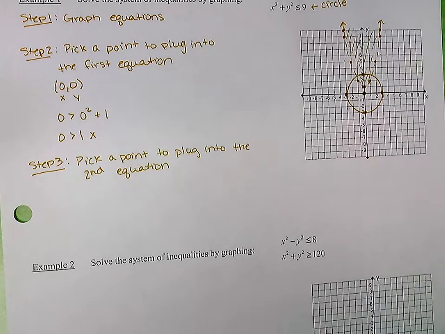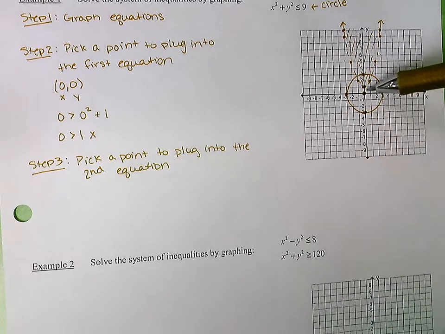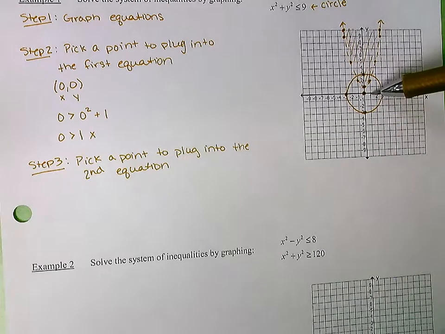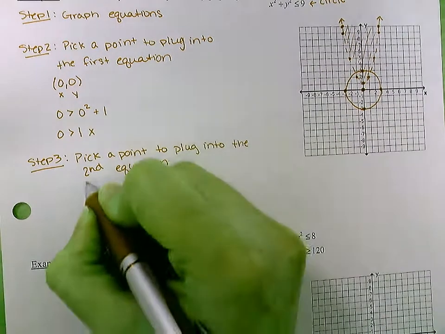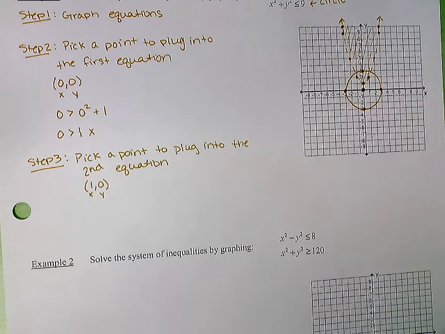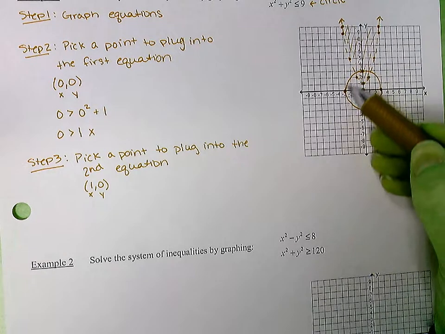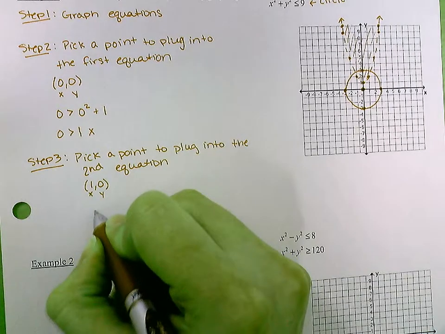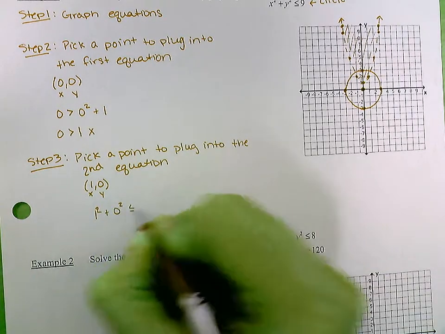Okay, so here is my circle. I'm just going to plug in 1, 0. Plug in 1 for x and 0 for y. How can we do that? Because it doesn't lie on the outside. So here I'll have 1 squared plus 0 squared is less than 9.